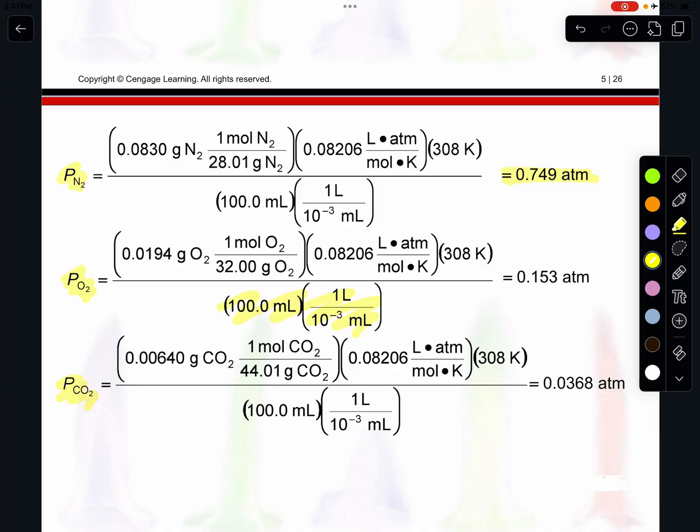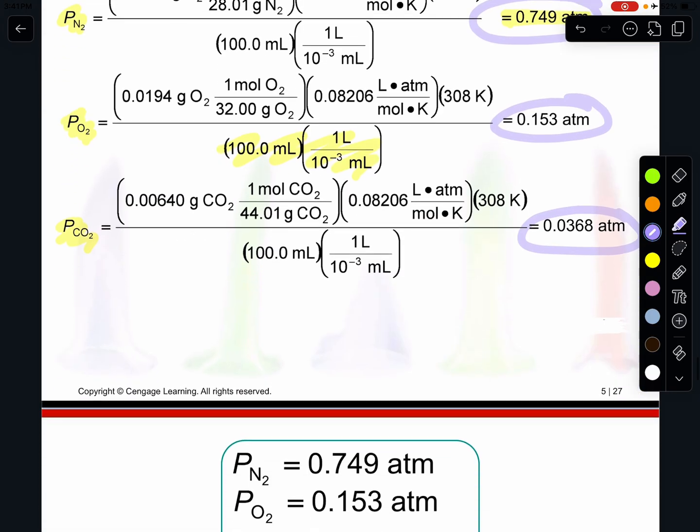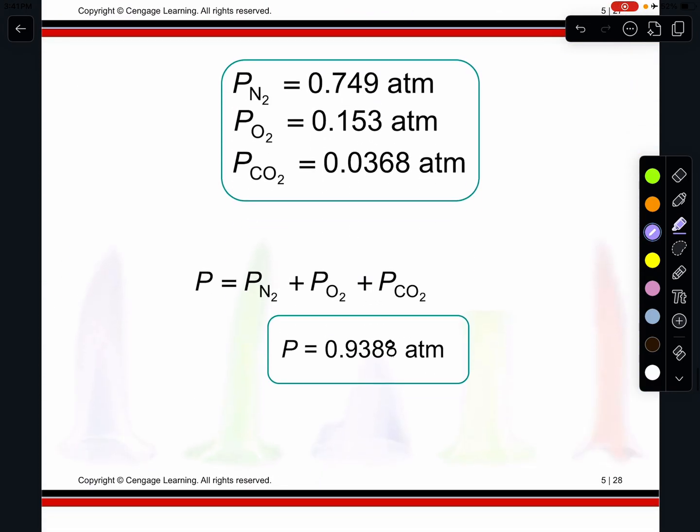All right, so now I have the partial pressure of 3 of the gases, all the gases in the container. So I have N2, O2, and CO2. Now the question also asked then to find the total pressure. To find the total pressure, all I have to do is add all 3 of these up, and that will get me my total pressure of the system. And so therefore, my P total is 0.9388 ATM. Okay?